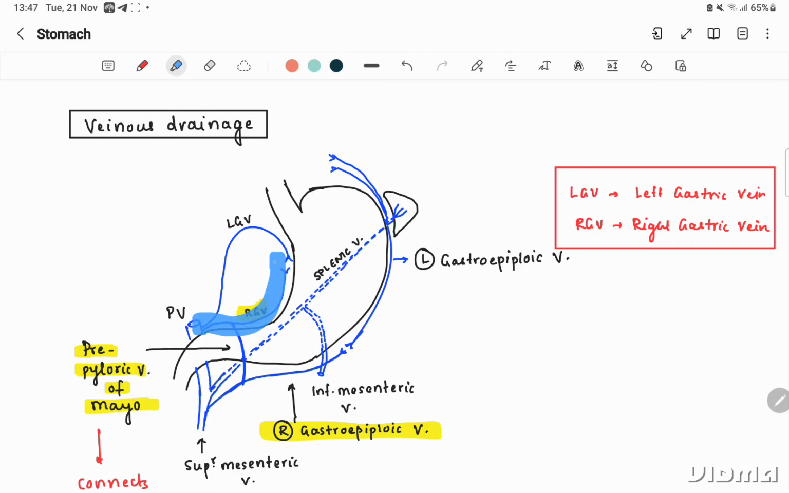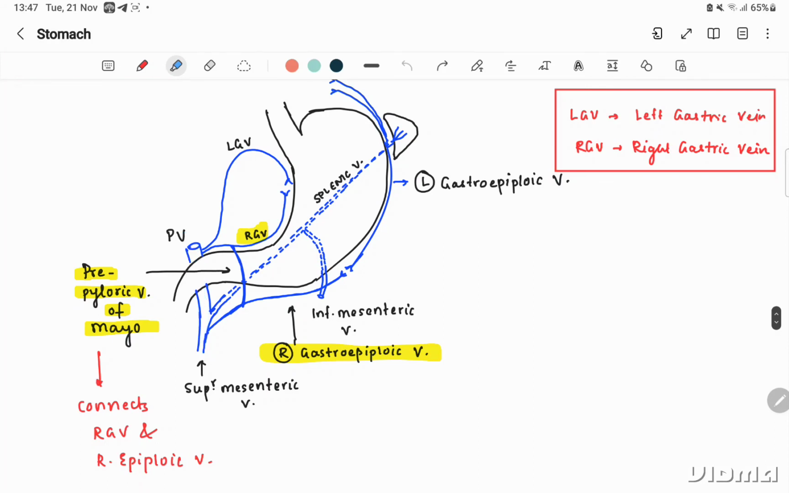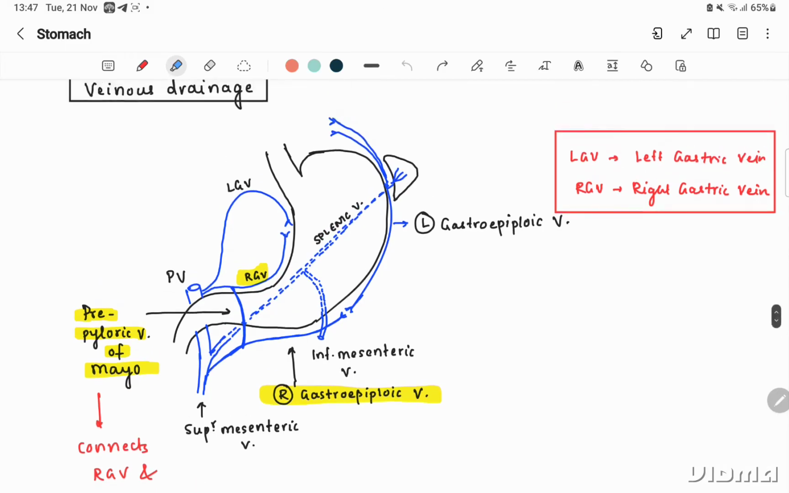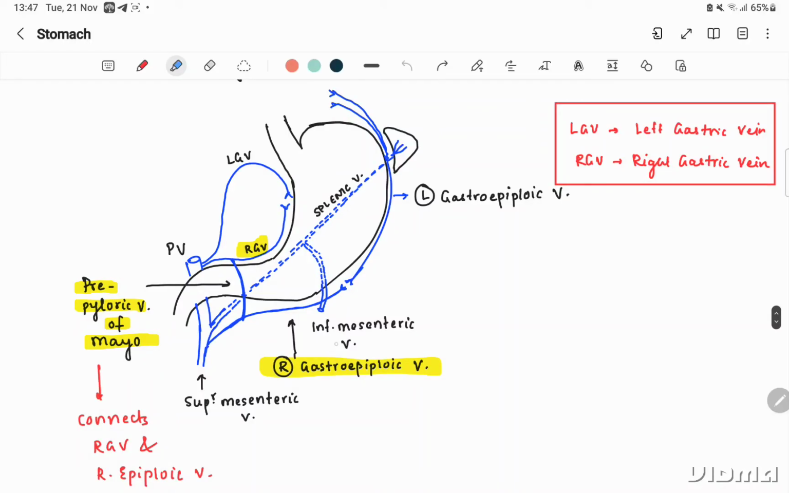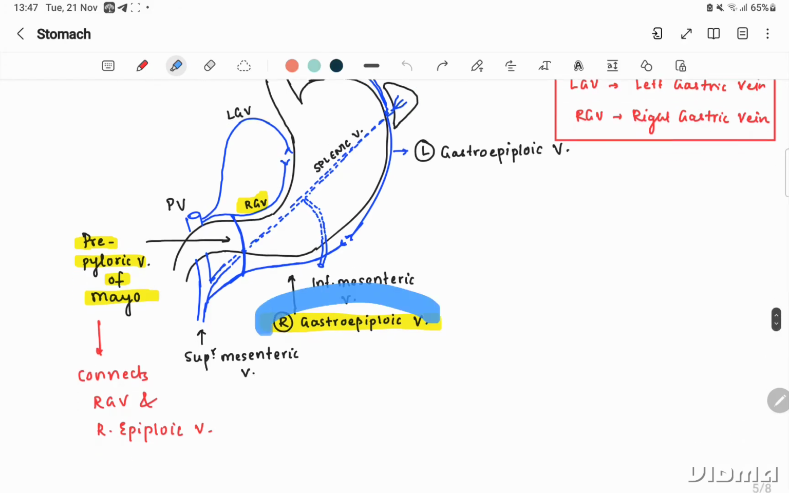This portal vein is receiving the right gastric vein and the left gastric vein. This left gastric vein and the right gastric vein drain into the portal vein. And the superior mesenteric vein and the splenic vein form the portal vein. This splenic vein goes posteriorly to the stomach and supplies the spleen. The short gastric veins and the left gastroepiploic vein drain into the splenic vein. And we have another vein, the inferior mesenteric vein, which is also a branch of your splenic vein. The right gastroepiploic vein drains into the superior mesenteric vein.